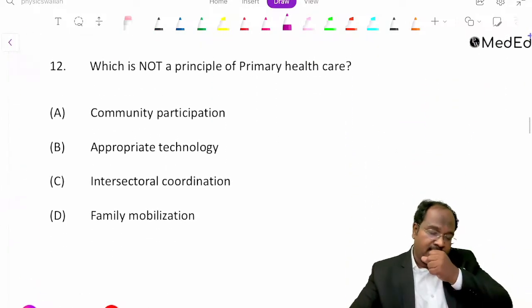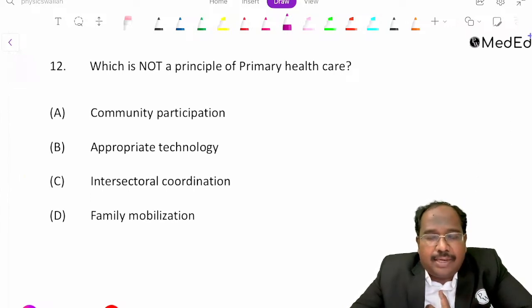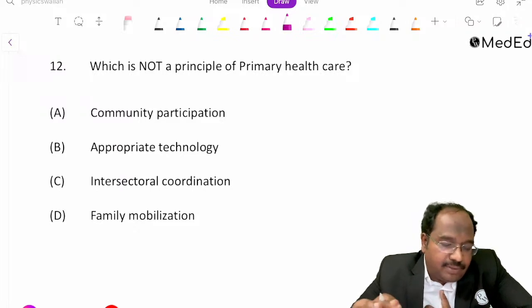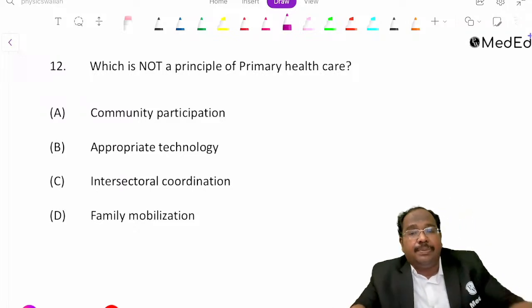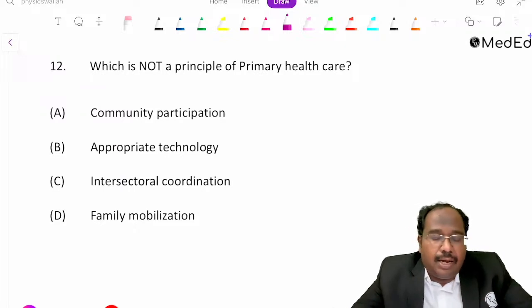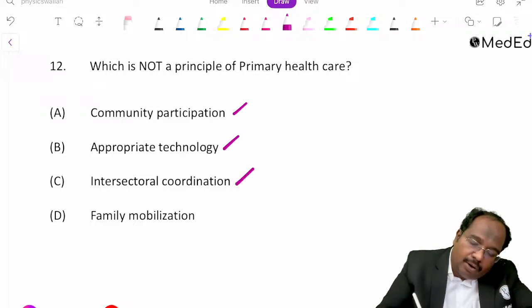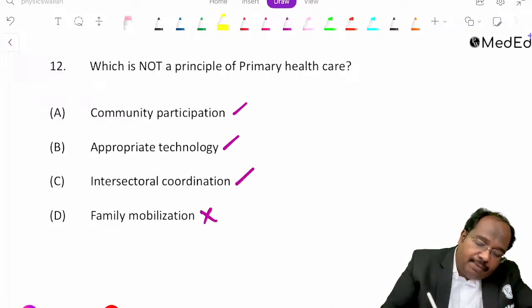Okay, what is the answer for this question? Health programs, a little bit we will see. This is a multiple times repeated question: which is not a principle of primary healthcare? Following the declaration at the international conference in Alma Ata, we accepted certain norms for providing primary healthcare. It is made up of 4 principles: community participation, appropriate technology, intersectoral coordination. It is not family mobilization.